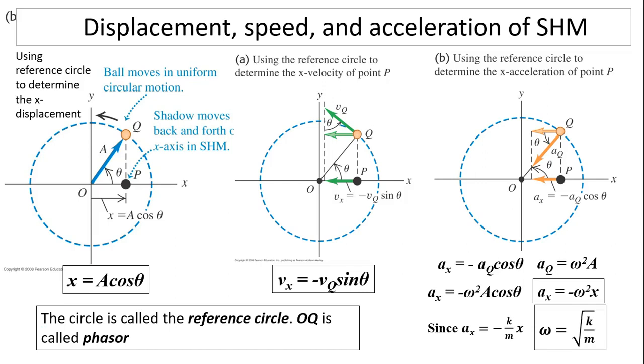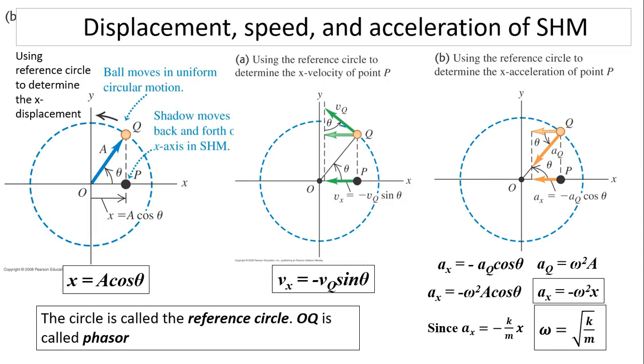From the reference circle, we can also find vx. vx equals negative vQ sine theta because v is pointing in the negative direction. Similarly, we can find ax equals negative aQ cosine theta. It's cosine because it's adjacent to theta, and it's negative because it's opposite, going to the left.